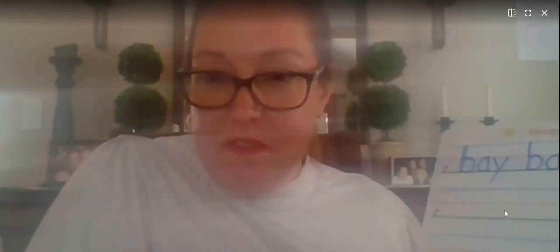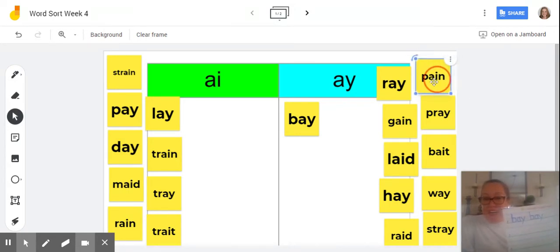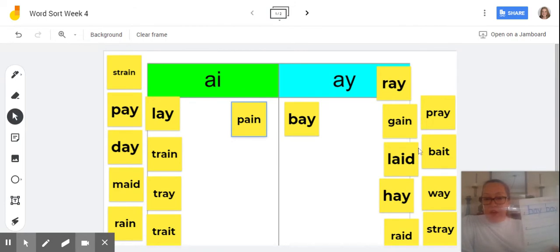Let me get back over to the Jamboard. Here we go. Then I would proceed with the next one. My next one, I'm going to pick an AI word, and I'm going to pick pain. Pain is going to come over here. I read it, pain. I sorted it into the correct column, and now I'm going to write it.